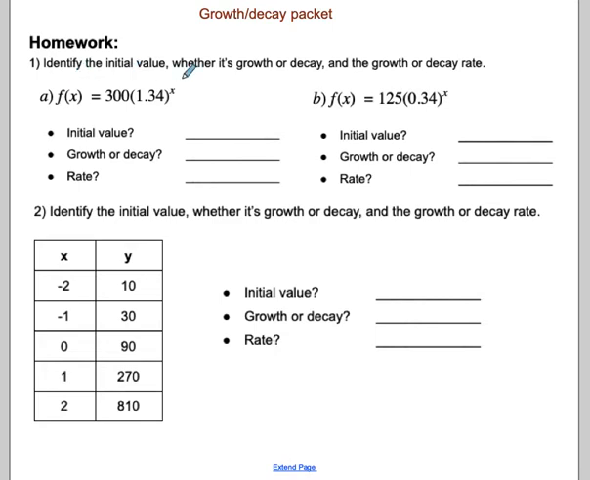Problem number one, identify the initial value, whether it's growth or decay, and the rate. So the initial value is always going to be the first number listed. So here we're starting with 300 of something.